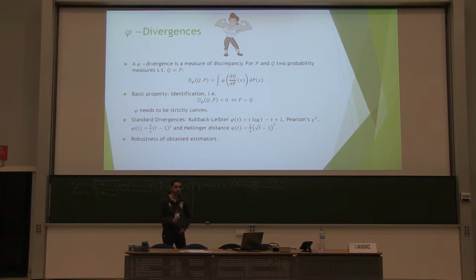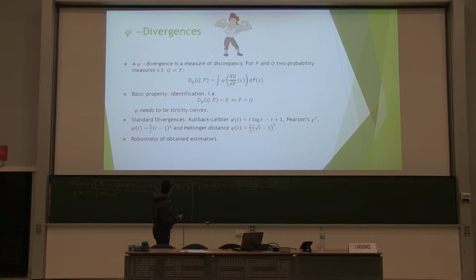So divergences are measures of discrepancy. They have some meaning of a distance, but mathematically they are not distances because sometimes they lack the symmetry, and sometimes they lack the triangular inequality. How do you define a divergence? For me, I will be interested in phi divergences.